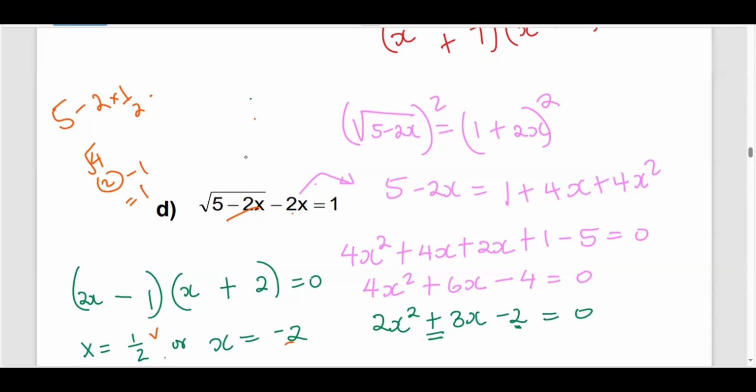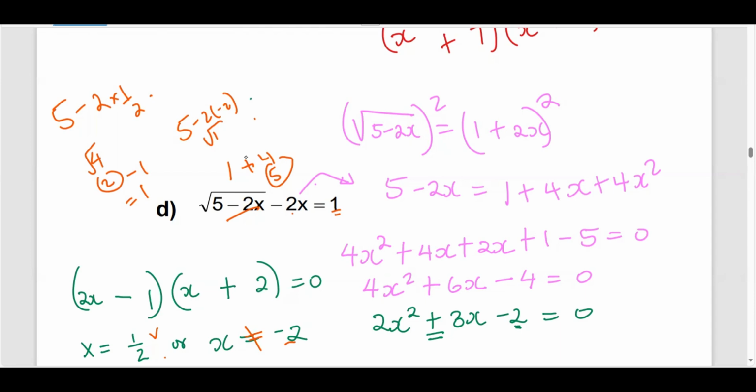Let's try negative 2. So 5 minus 2 by negative 2, that's going to be 5 minus 4, which is a 1. Square root of 1 is a 1. Minus, we're saying 2 by negative 2, which will give us a plus 4. And that gives us a 5. The right-hand side is just having a 1. So this solution does not stand.